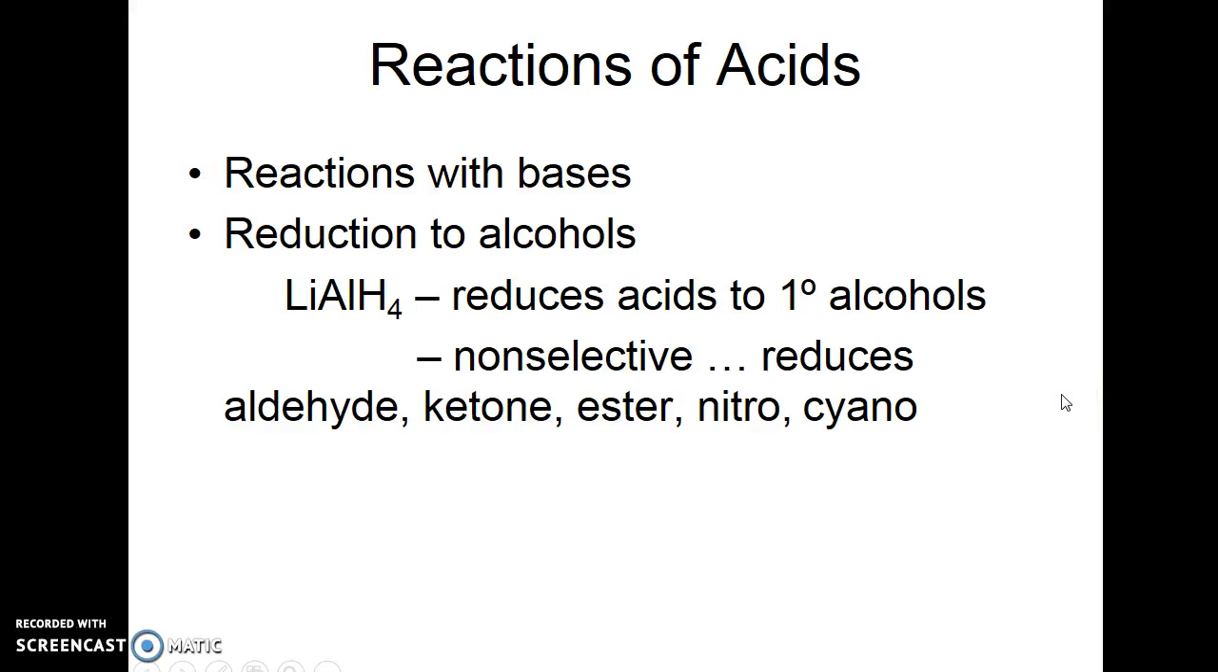The rest of the reactions that we have in this chapter are ones that you've seen before. We've seen that carboxylic acids will react with bases. We've also seen that we can reduce acids to alcohols with lithium aluminum hydride. Just remember that lithium aluminum hydride is aggressive and reduces everything: aldehydes, ketones, esters, nitro groups, and cyanide or nitrile groups. So keep that in mind when you're using lithium aluminum hydride.